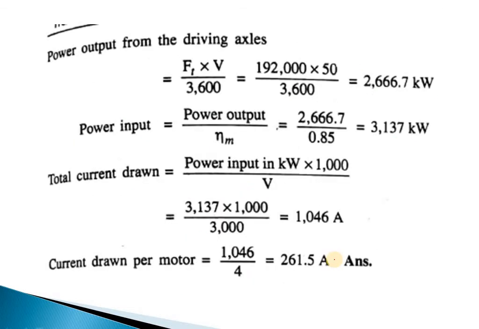Now the power output for driving the axles, that part we also calculated in my last lecture, and we just put in the value of Ft we have calculated and the speed of 50 which is given. So the power we can calculate is 266.7 kilowatt, and power input will be power output divided by epsilon m, that is the efficiency, definitely 85% as given.